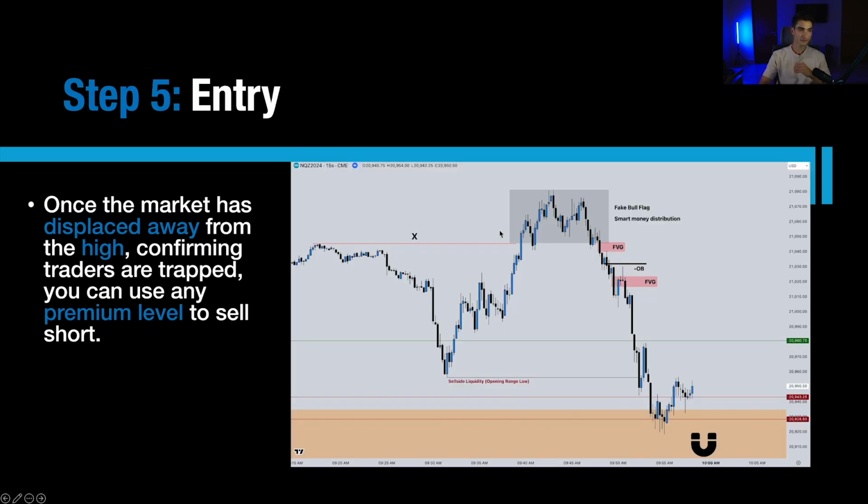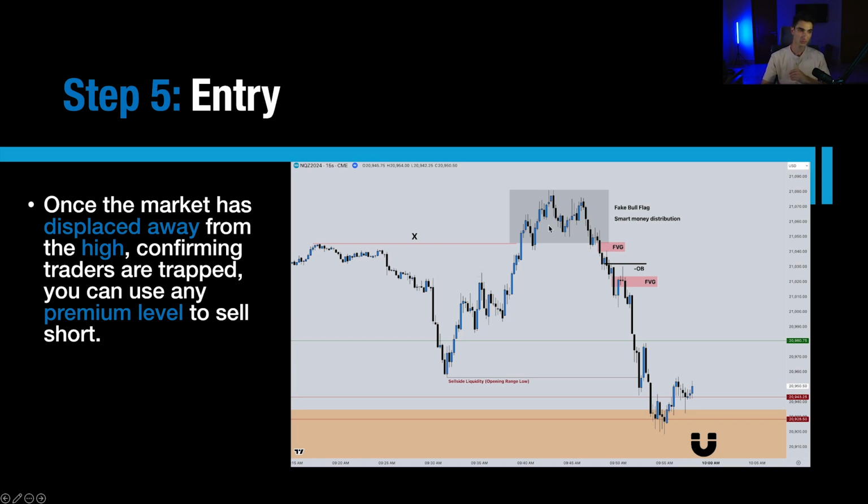So going back to the entry, once the market trades higher, then we get that displacement away. That's the trigger, and then we can look to get our entry. Again, once the market has displaced away from the high, confirming traders are trapped long, you can use any premium level to sell short.